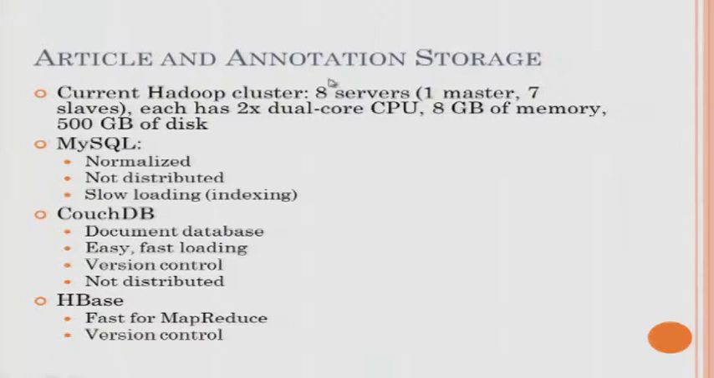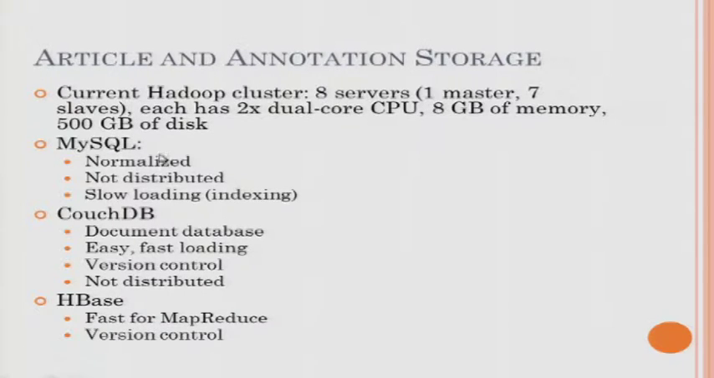To store the articles, we have a small cluster, but when this project started we only had one server. Recently we found that RGD has a small grid cluster that had never been used. We have 8 servers in this cluster. We use one as a master for Hadoop and 7 as slaves. As you can see, the configuration is very low. It's not as fast as most of our laptops right now.